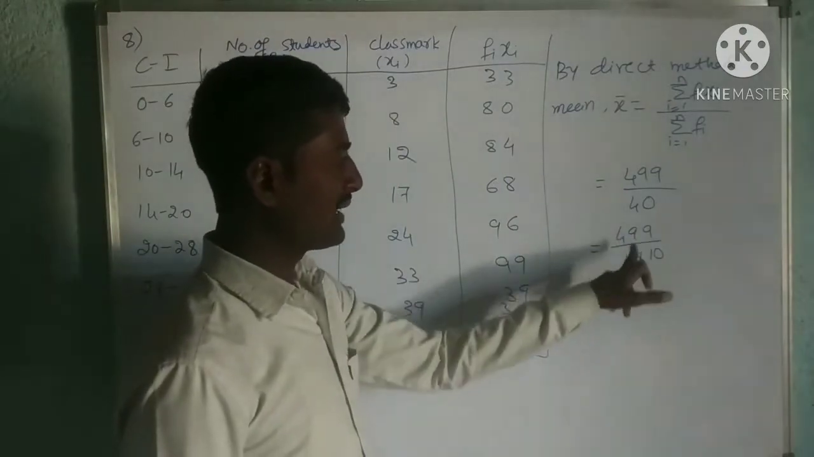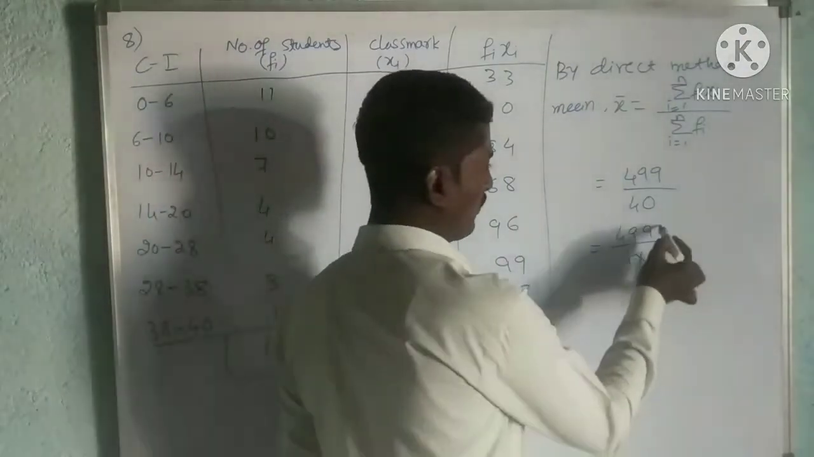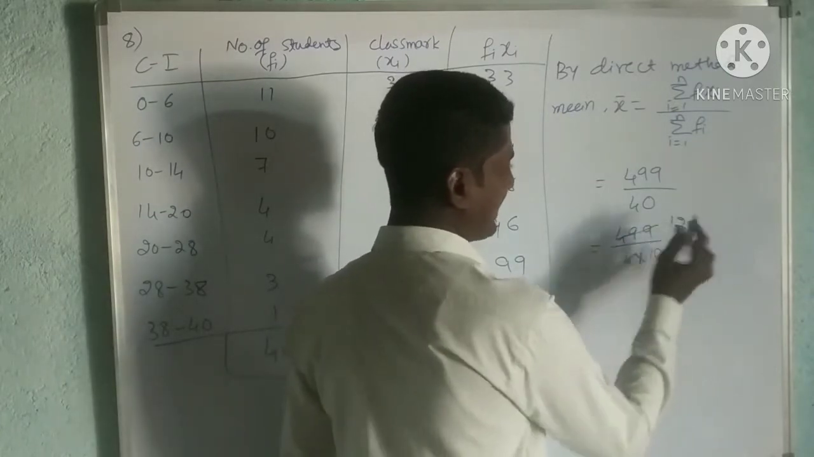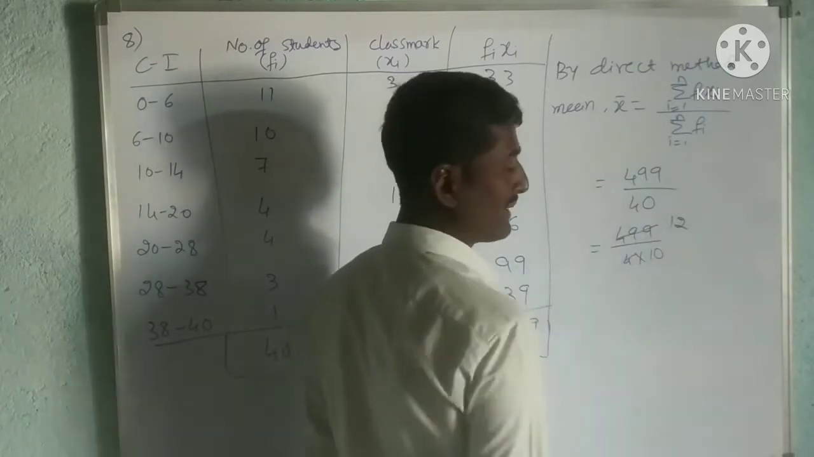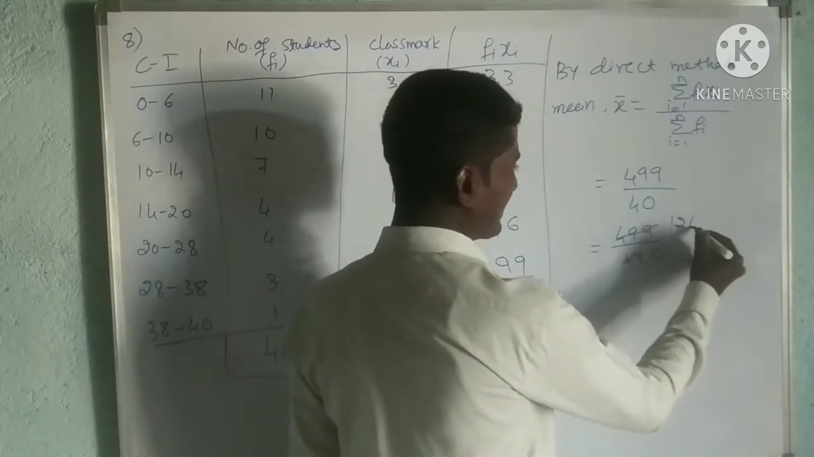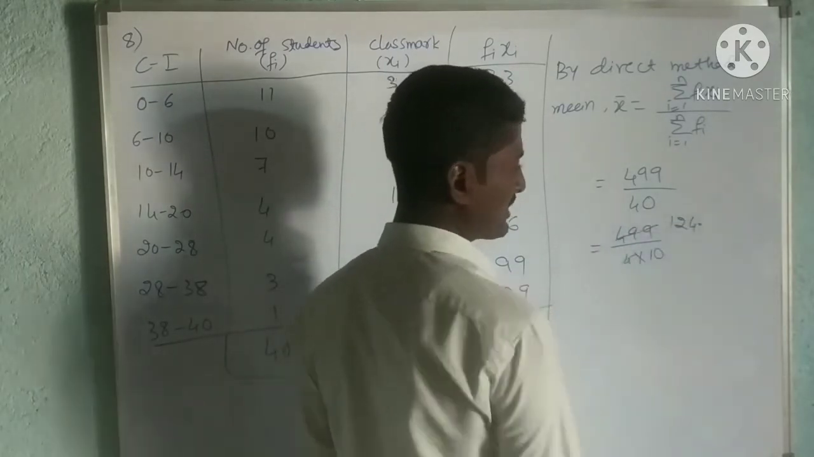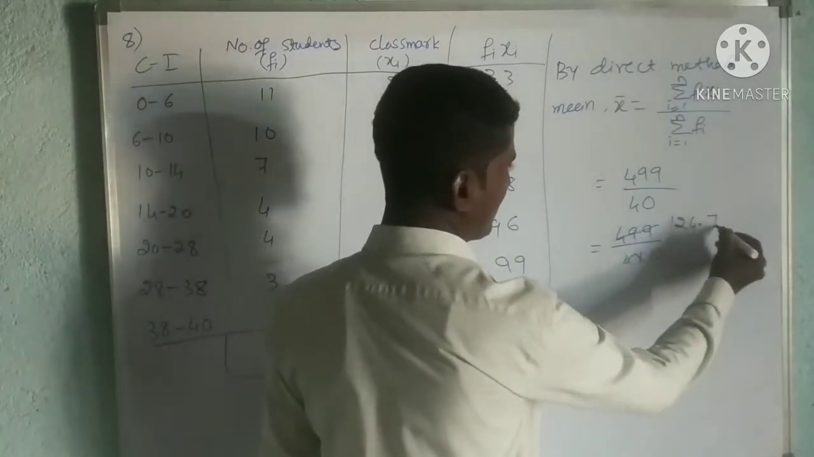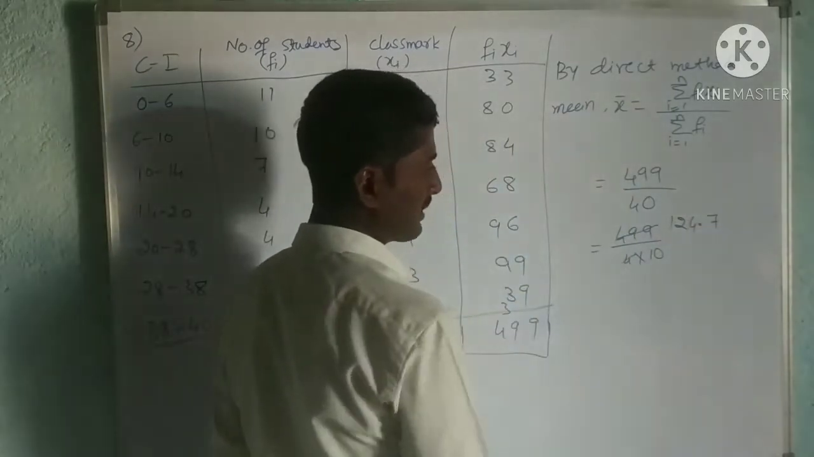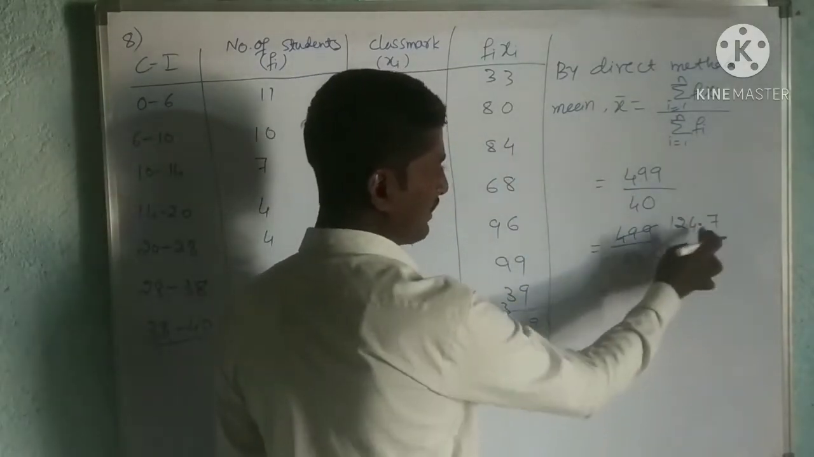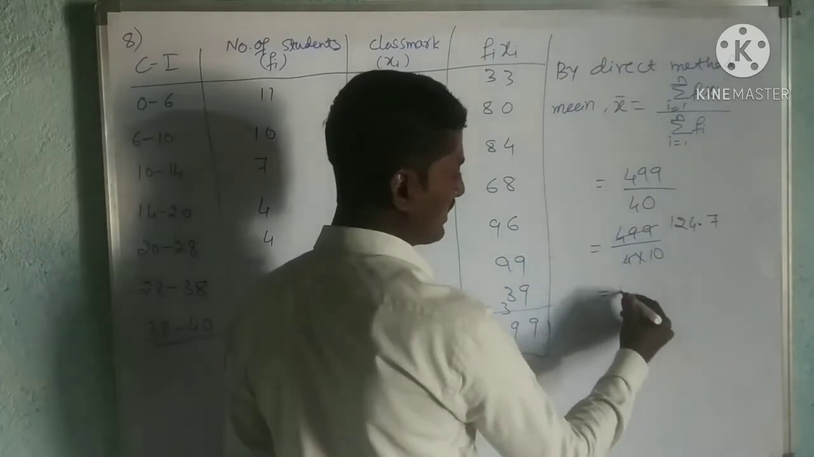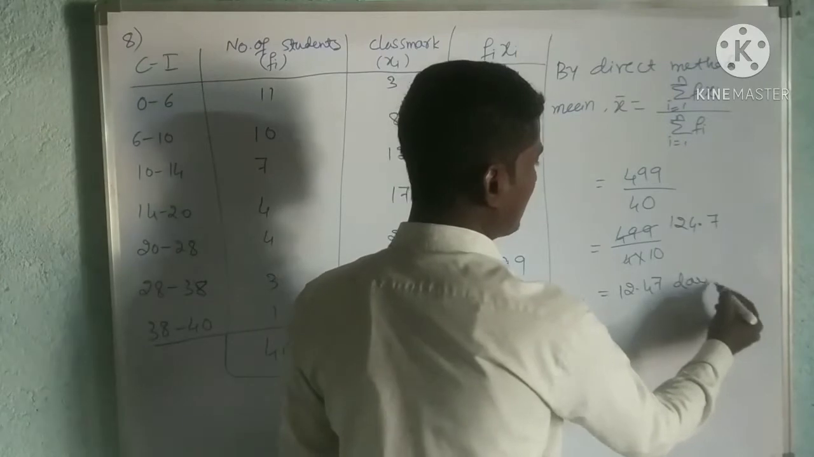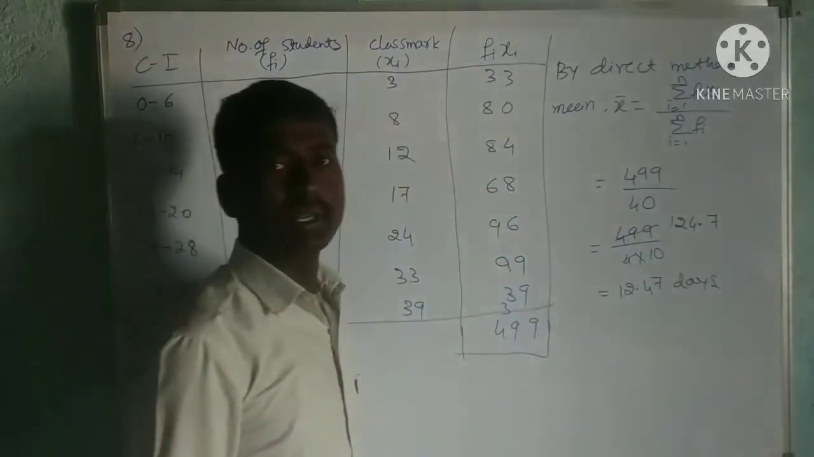Now I will divide 499 by 4. So 4 ones are 4. Next 9 is there. 4 twos are 8. 1 remains. It will become 19. 4 fours are 16. Point. So 3 remains. 4 sevens are 28. Divided by 10 means I have to take the decimal point to the left. It will become 12.47 days. This is the mean number of days.